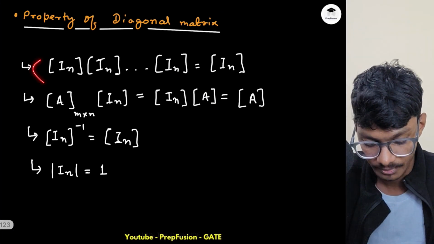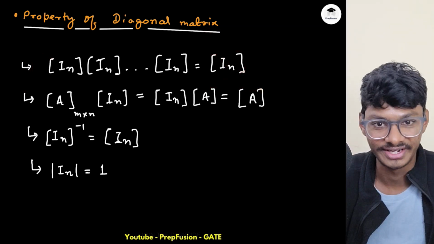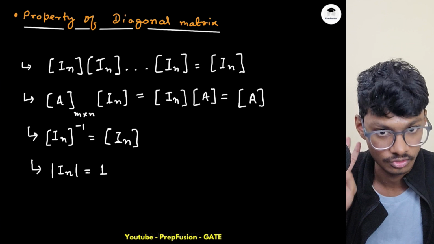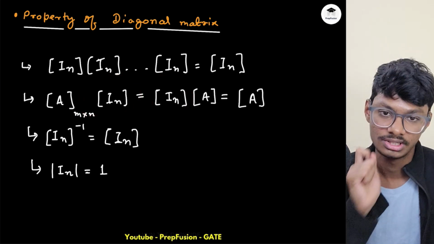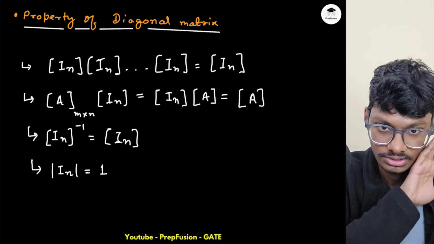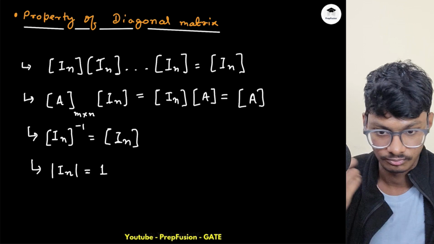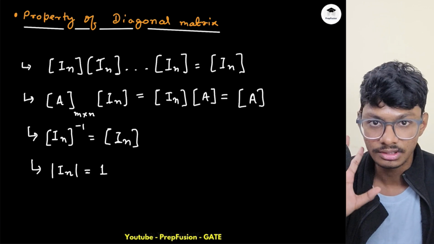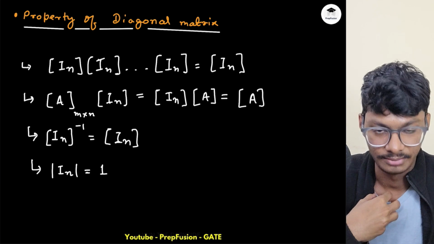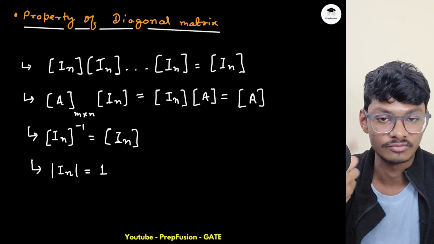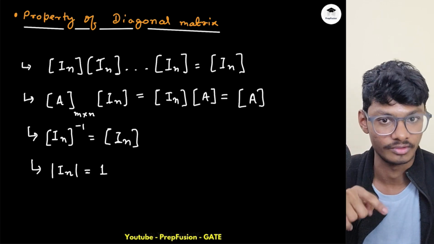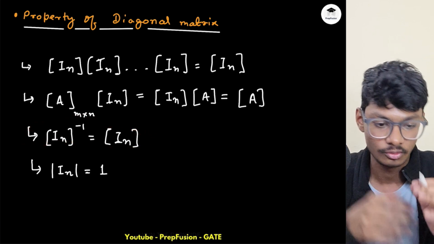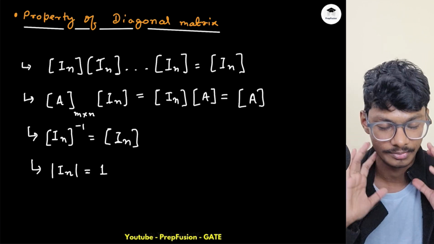So here I've written a few properties of the identity matrix. IN times IN times IN will always be IN, just like 1 times 1 times 1 is 1. A times IN is also equal to IN times A. These two are not necessarily true always, but for the identity matrix this is always true, because A times IN and IN times A both give the same result, that is A itself. You can proof check for yourself. And this is the inverse of the identity matrix. We haven't learned inverse yet, but we'll soon learn. The inverse of the identity matrix is the identity matrix itself. Inverse of 2 is 1/2, so they are different, but the inverse of 1 is 1 itself. So you can refer to your decimal system 1 to remember the properties.